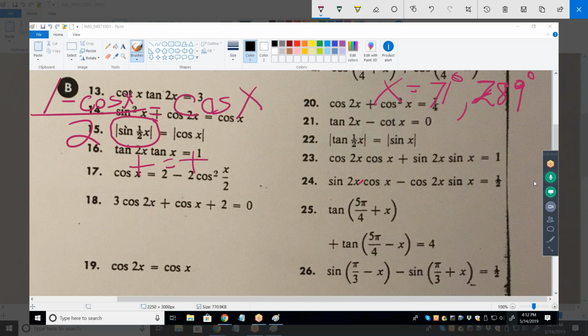If I take 289, half of 289 is second quadrant, 144.5. That's also positive. Cosine of 289 is in the fourth quadrant. That's also positive. So I'm okay there. Now, the question is, have I left out an answer? In other words, is it possible that x could also be 109?